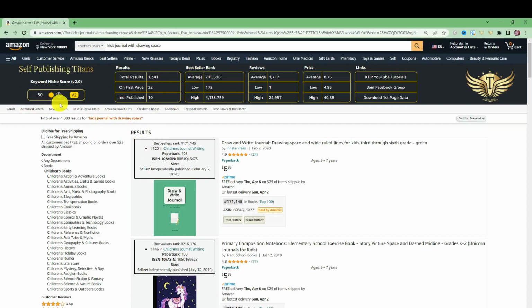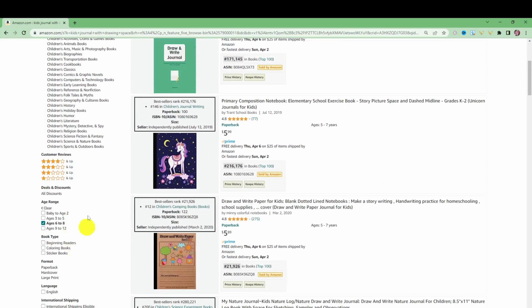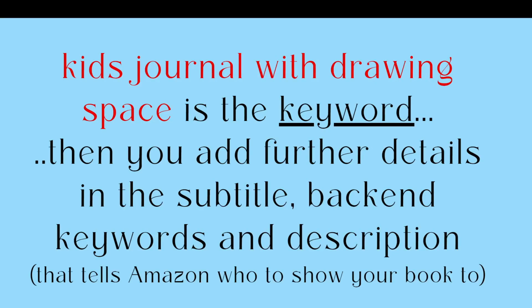Now that keyword niche score has dropped down because we have clicked into an age range. So Kids Journal with Drawing Space is the keyword, and then you add further details in the subtitle, the back-end keywords, and the description of your book that is going to give more and more pointers to Amazon of who you want your book to be shown to.